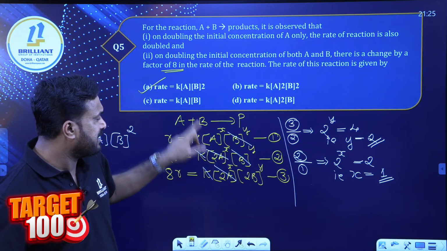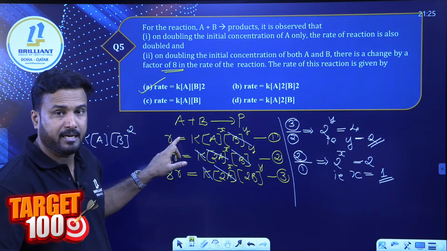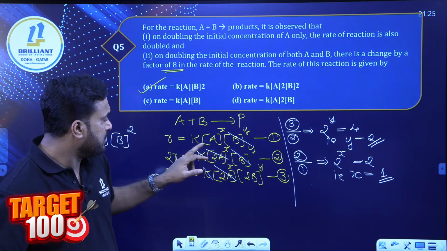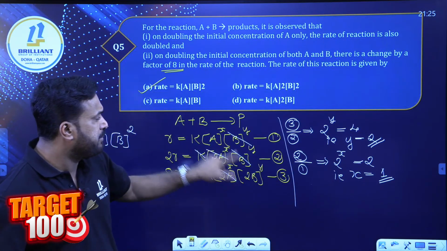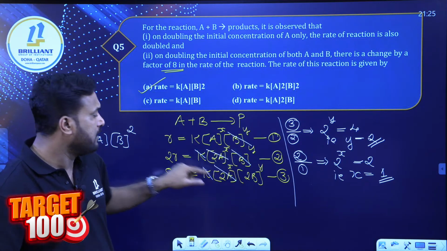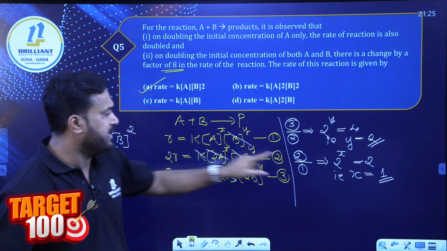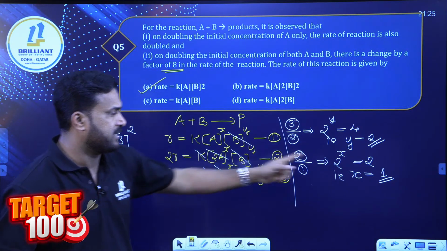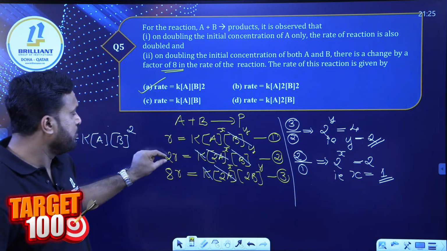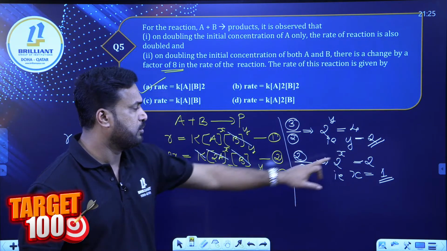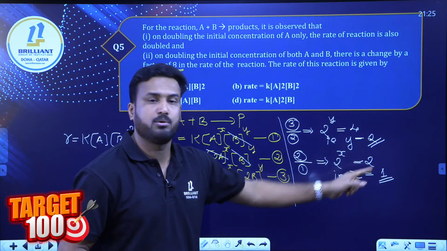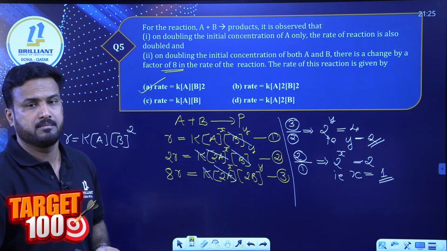Then the A factor will be cancelled as well as K, the rate constant. After that, the B factor will be cancelled. Equation 2 divided by 1 means B is the same, so it cancels. 2A raised to X divided by A to X means I will get 2 raised to X. 2 raised to X is equal to 2, because 2R divided by R is equal to 2. 2 raised to X is equal to 2 means the X value is equal to 1, correct?